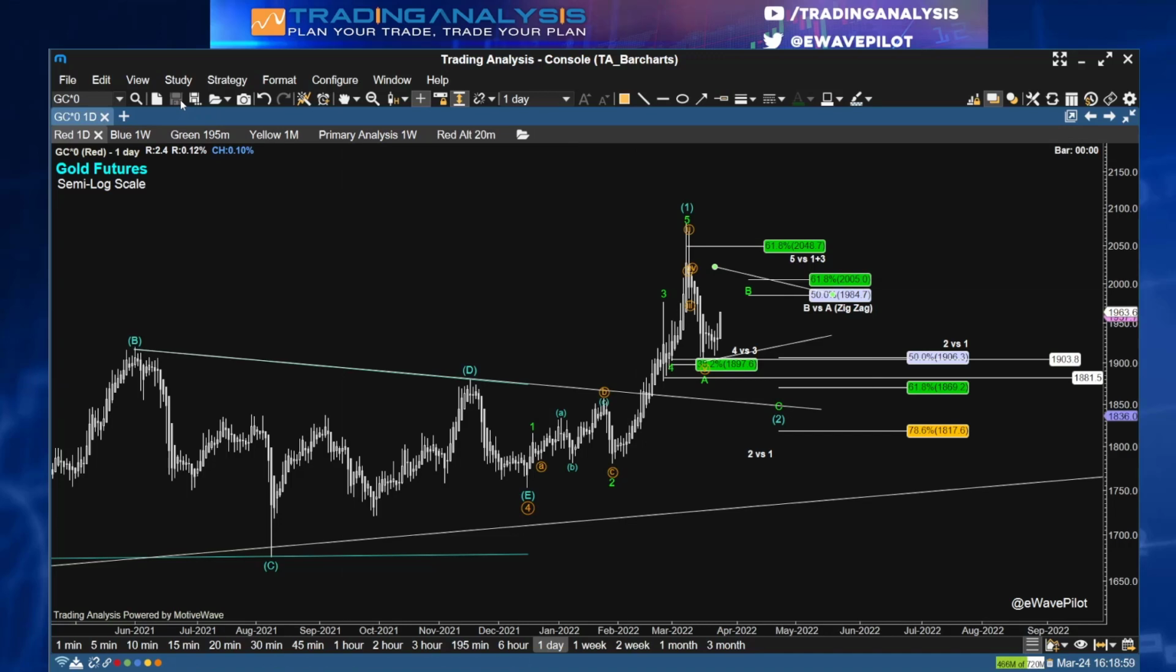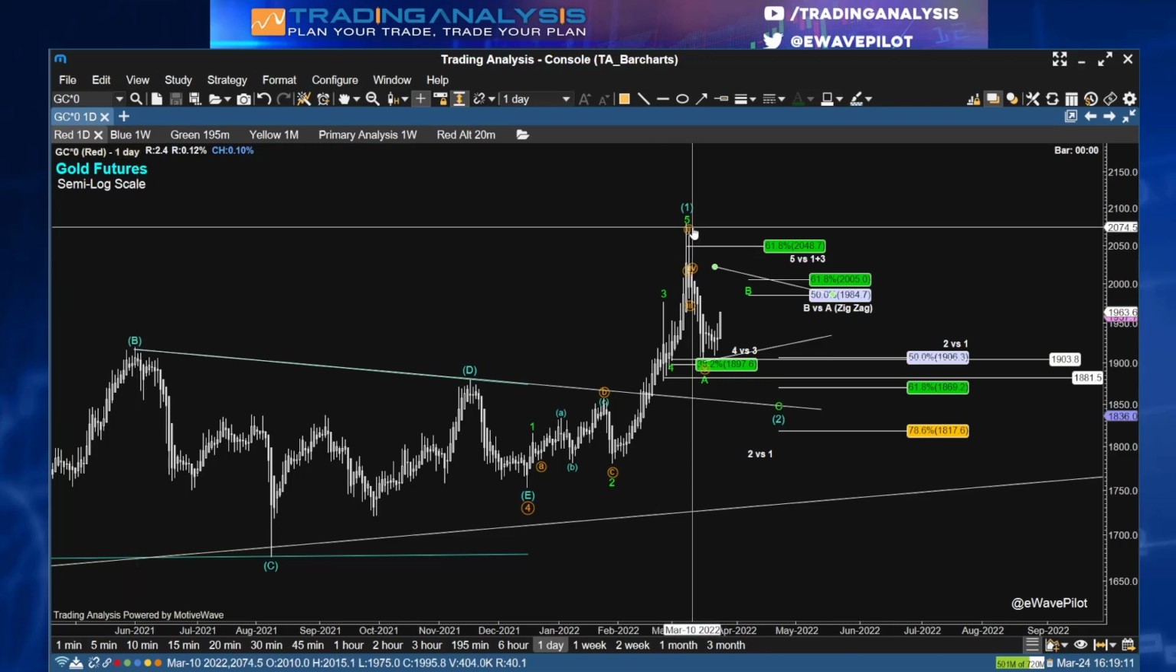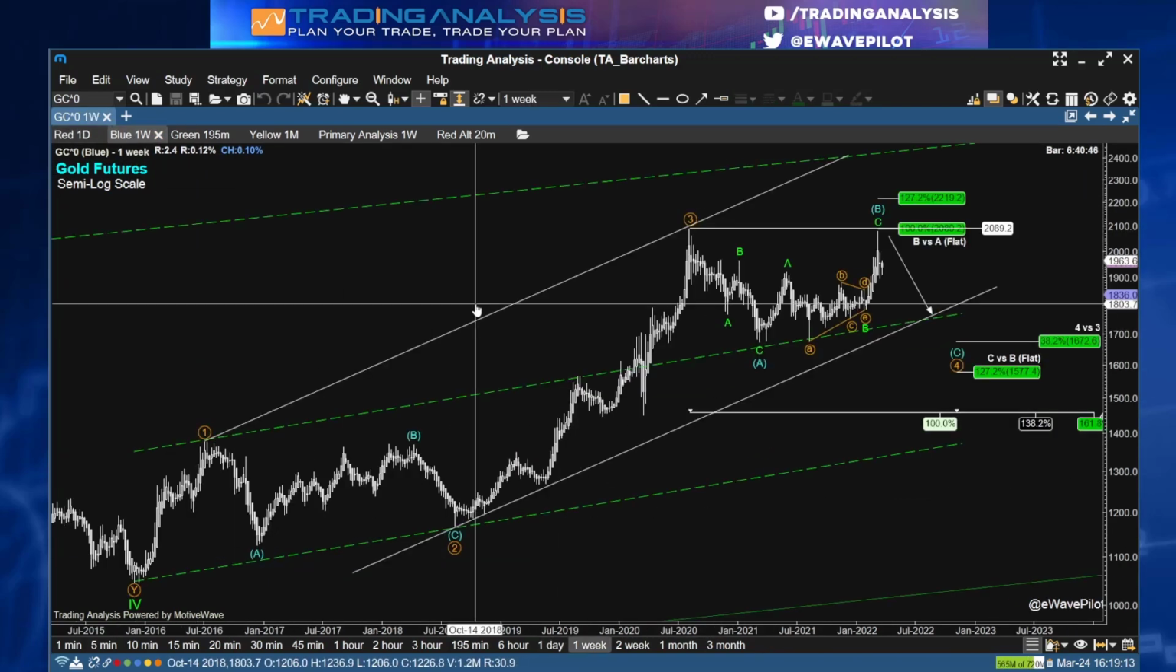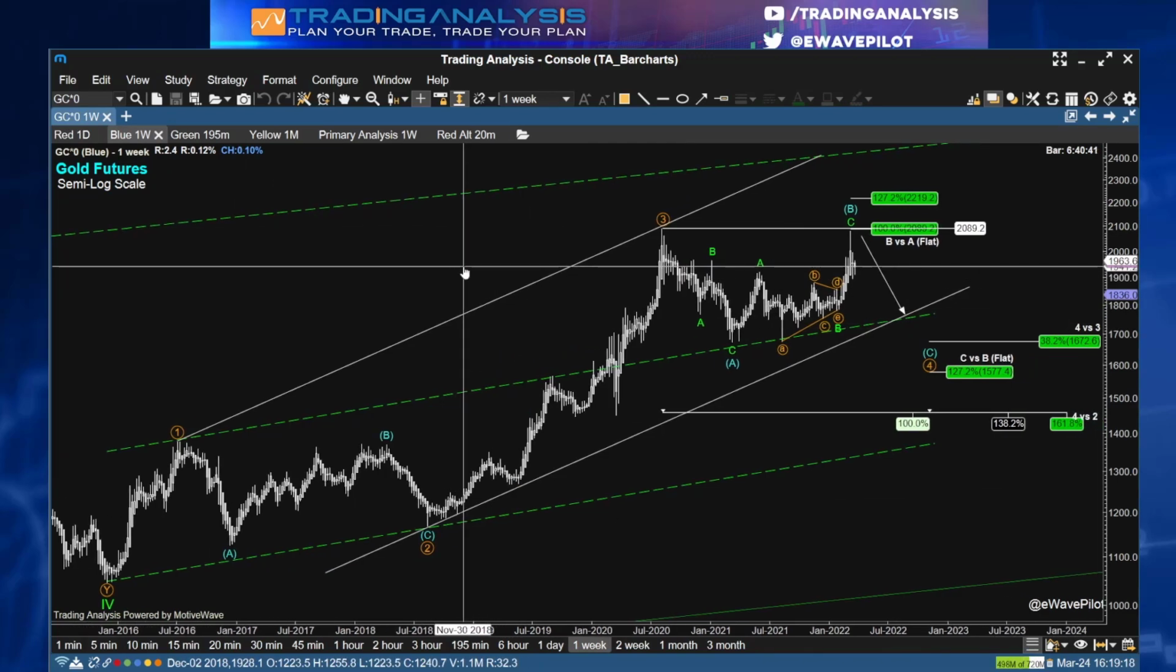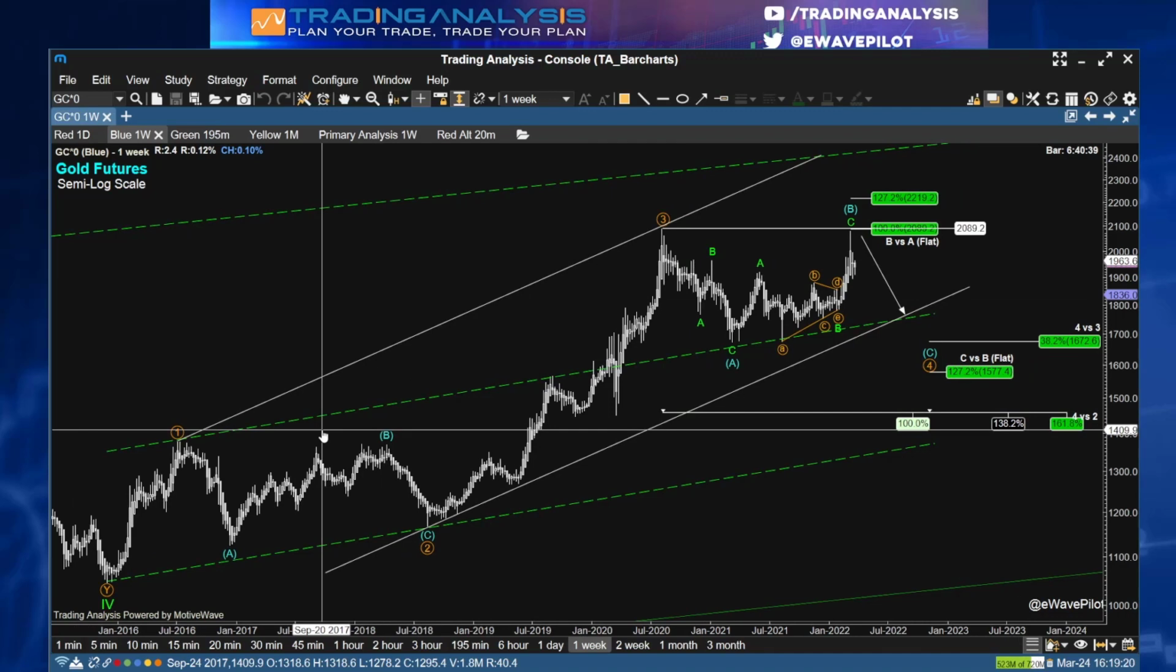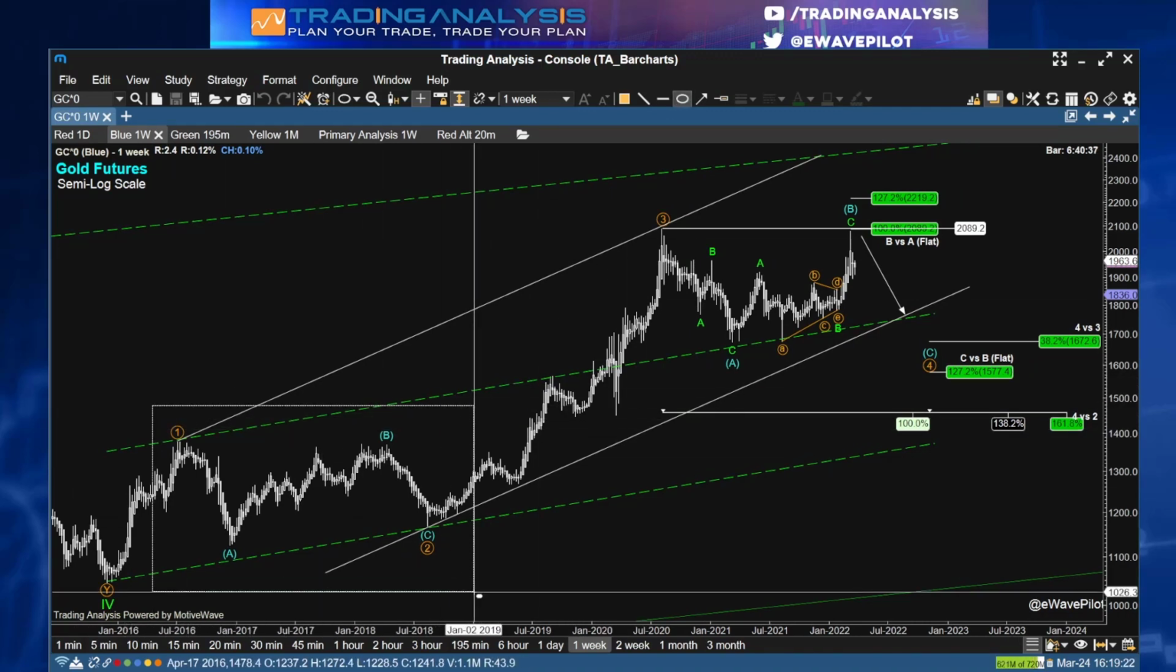Now, what if we see this bid in gold and precious metals fade? We see a de-escalation to the situation overseas between Russia and Ukraine. Is there a wave count that would allow for this move to the upside to be a corrective rally? And the answer is absolutely.